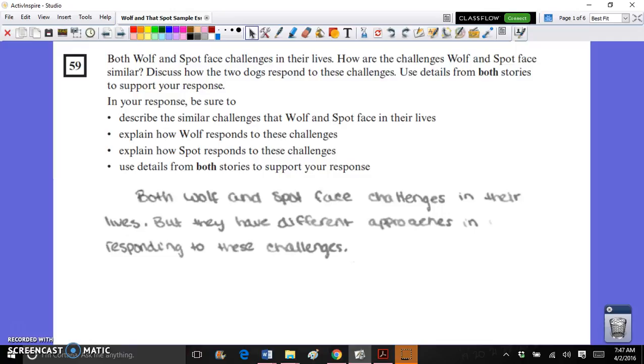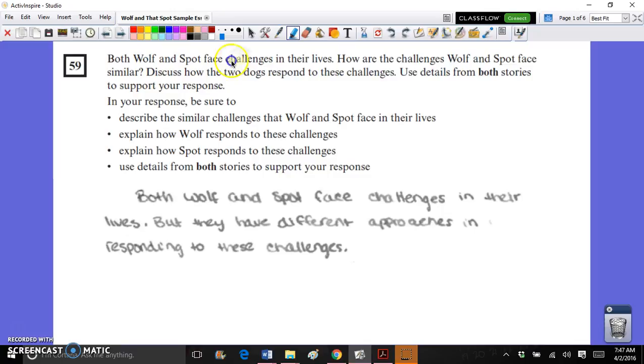So for these passages, students had to respond to the following prompt. Both Wolf and Spot face challenges in their lives. How are the challenges Wolf and Spot face similar? Discuss how the two dogs respond to these challenges. Use details from both stories to support your response.